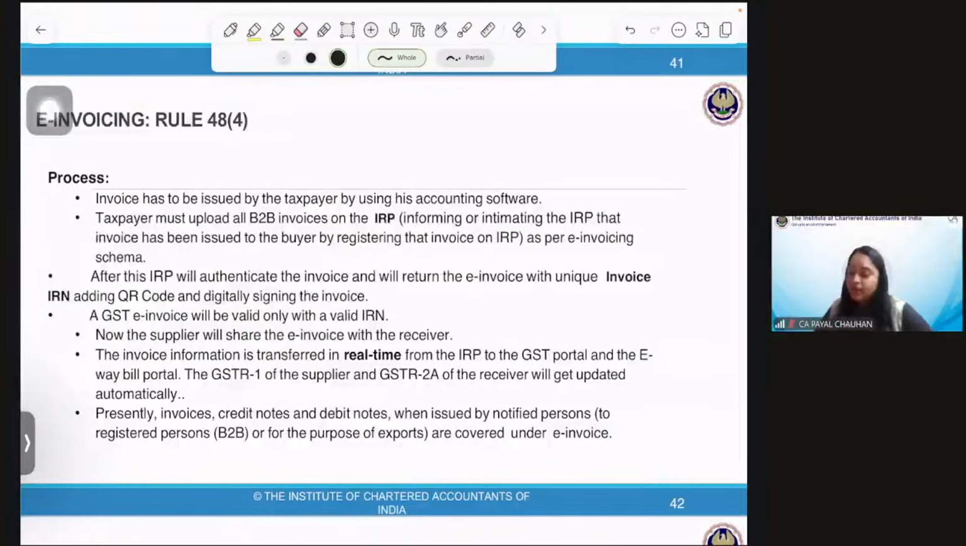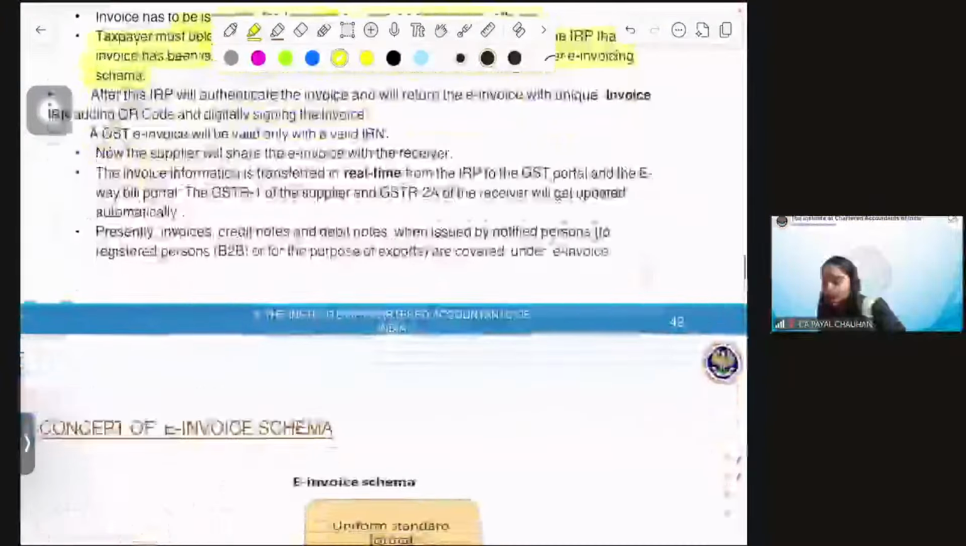Invoice has to be issued by the taxpayer by using his accounting software. Of course, I'll issue my invoice the way I am issuing my invoice. Then the taxpayer must upload all the B2B invoices on the IRP, intimating the IRP that the invoice has been issued to the buyer by registering the invoice on the IRP as per the e-invoicing schema. Now I have a question that, ma'am, what is IRP? Let's understand what is IRP.